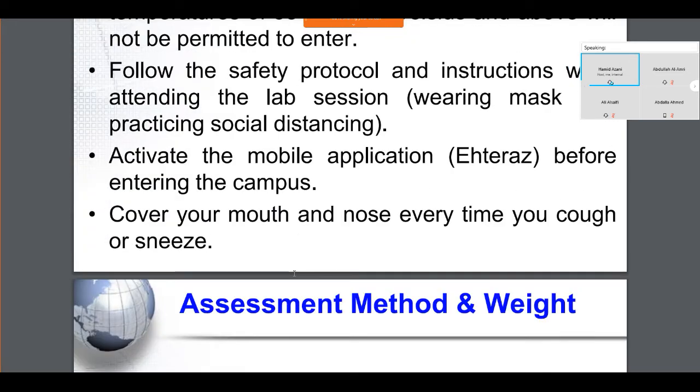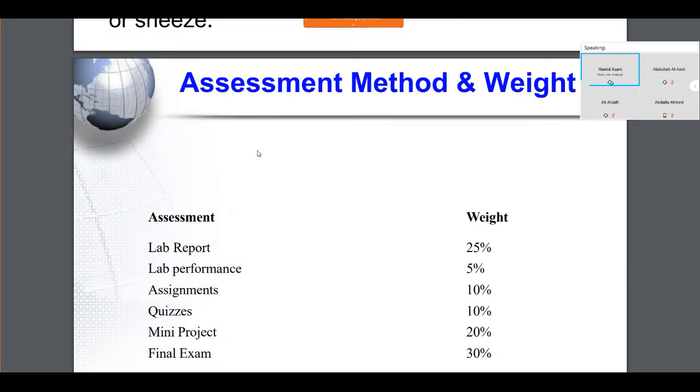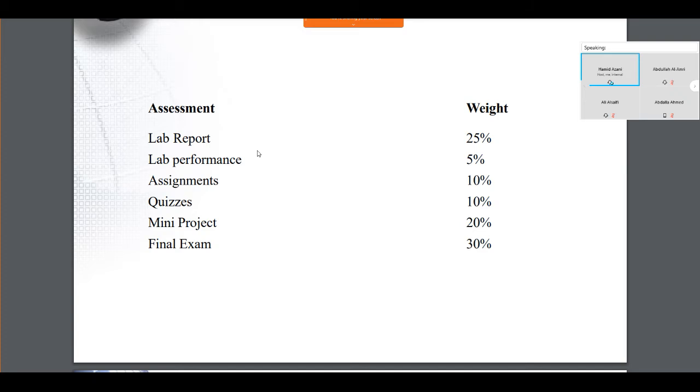I'm talking about the assessment here. This is the distribution of the weights. It was changed, big changes were done, and also a minor one at the beginning of this week. Mohammed asked me to increase the lab report a little bit. It was 20% before, and 35% for the final exam, so we increased it to 25%. Practically the lab itself is 30% right now. The 25% will be for the lab report itself, and 5% for the performance in the lab.